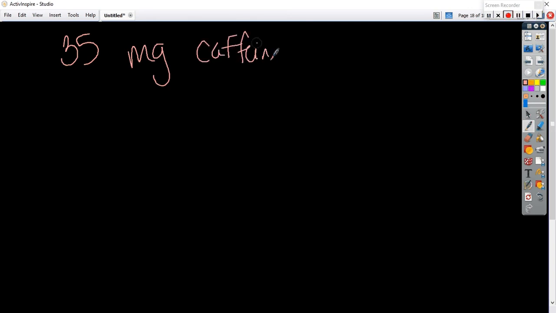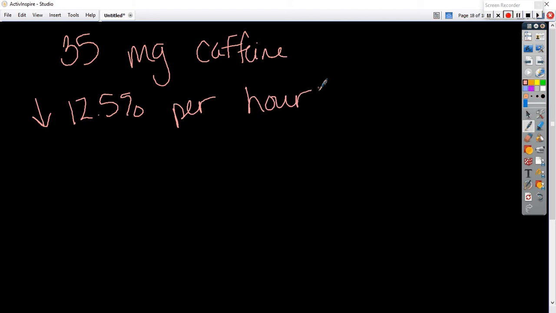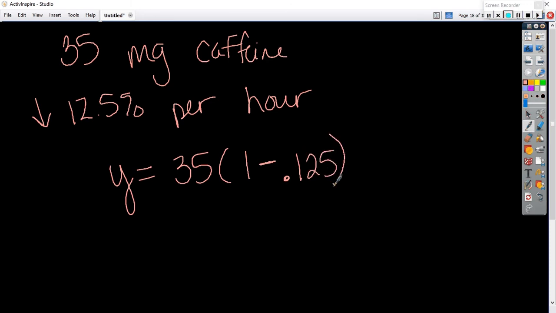I don't know if that's a lot or not. The average teen can eliminate approximately 12.5% of caffeine from their system per hour. So let's write an equation that represents this. 35 times, is it going to be subtract or add? It's minus, because it's decreasing. 12.5% as a decimal is 0.125, two places over. And T, which is going to be in hours.